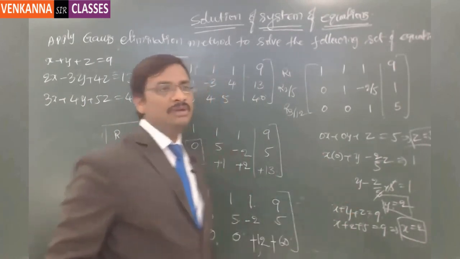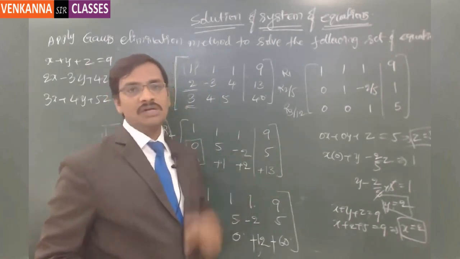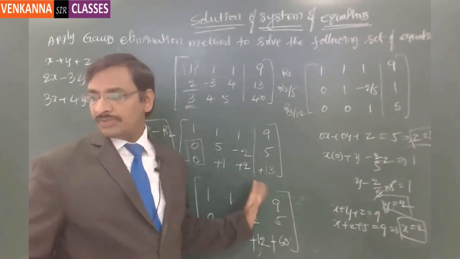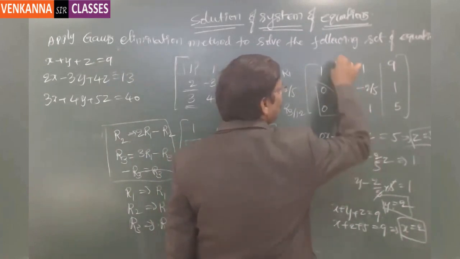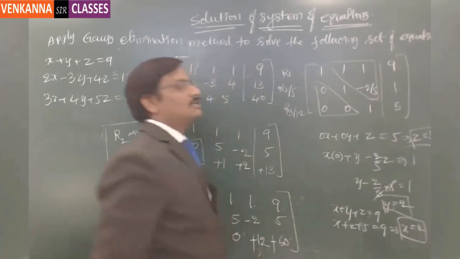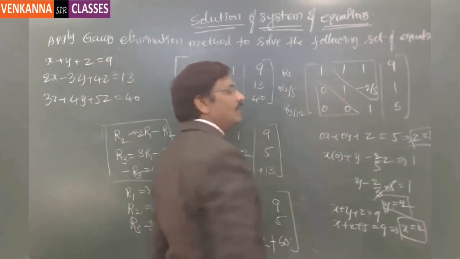For that, Jordan has suggested one method, that is the Gauss-Jordan method. Why make only the lower triangle 0? If you are able to make this a diagonal matrix by eliminating these values also, then that is what we call the Gauss-Jordan method, where the matrix is a diagonal matrix.